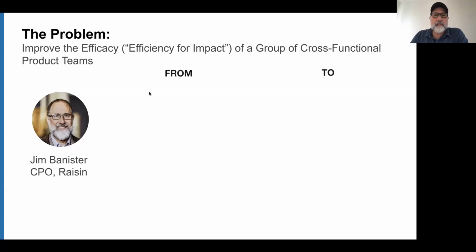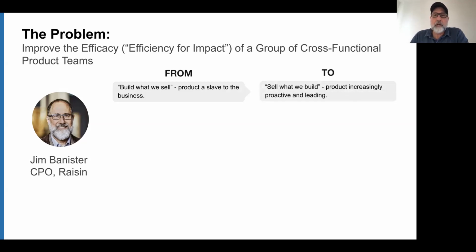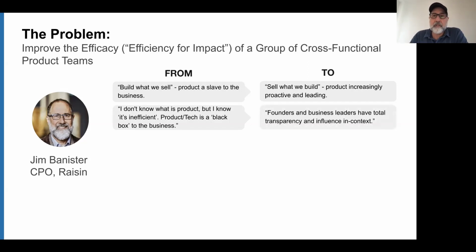And some of the things I've experienced are going from building what we sell, product being a slave to the business, to selling what we build, product increasingly proactive and leading. Or, "I don't know what product is, but I know it's inefficient." I got that several times. People are frustrated that product is a relatively new function and they just don't know. It's a black box. Founders and business leaders have total transparency and influence and context would be the 2.